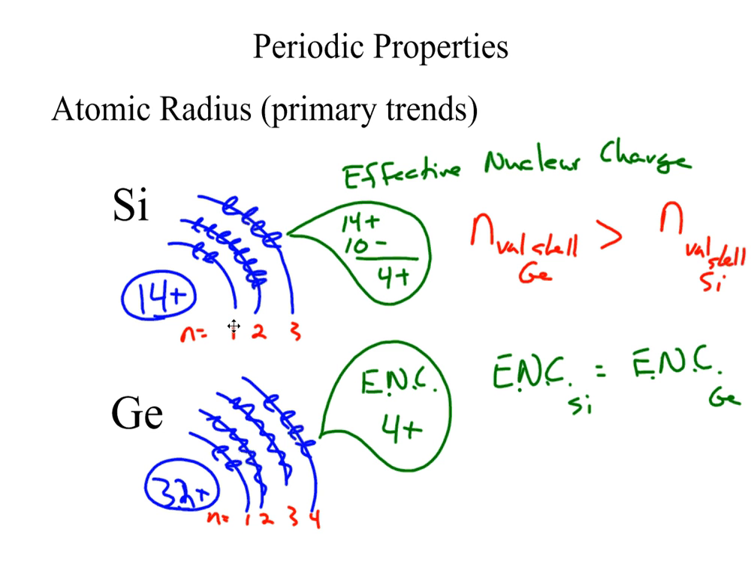So our judgment in terms of which one of these would be larger is going to be based on the number of principal energy levels, since the effective nuclear charge on both of these would be the same. But it's important that you address both of those.